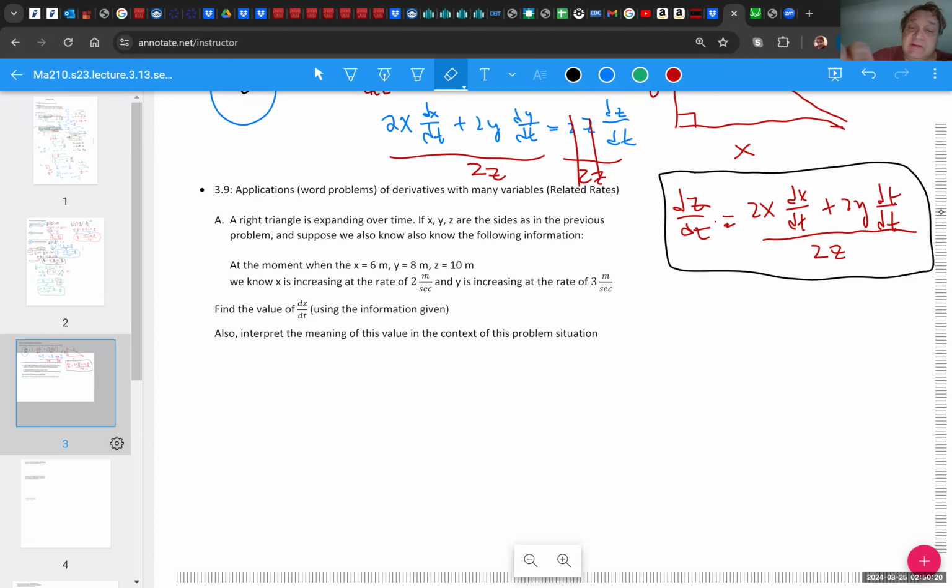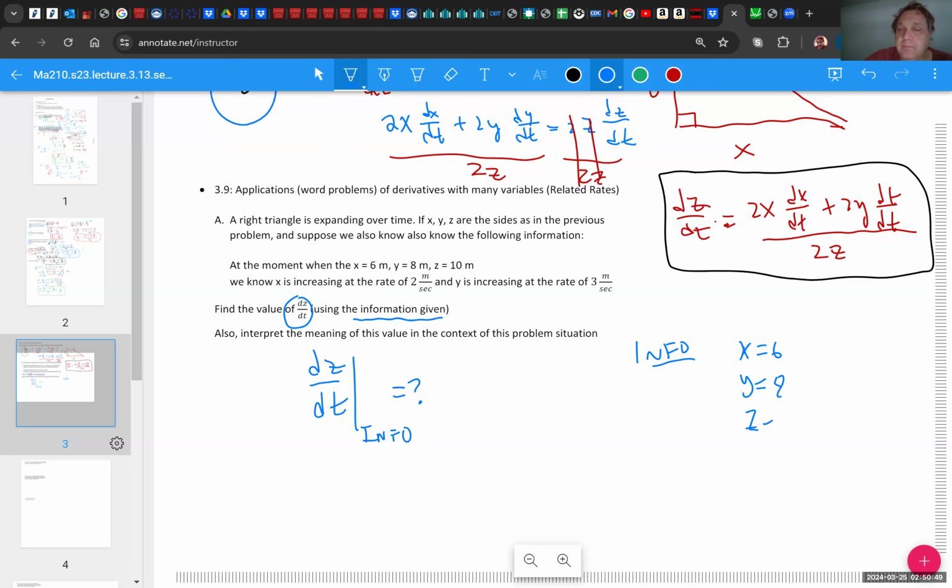And we're looking for dz dt, but not in general. We're supposed to find it using the information that's given here. So we want to find dz dt at all of this info. So that's what our question is. So what is the info? Well, the info definitely has these x values, or these side values, x, y, and z. It also tells us that x is increasing at the rate of 2 meters per second. So I'll circle that here.